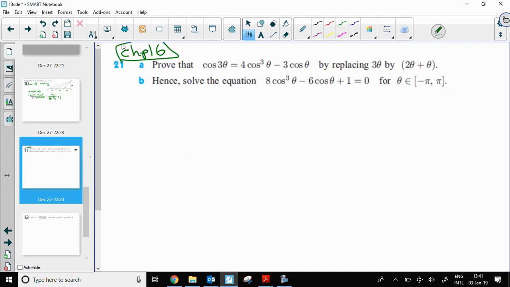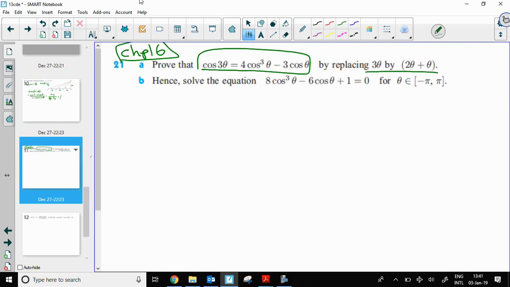When we eventually hit chapter 16, we're going to have a completely different method for coming up with this expression that actually uses complex numbers, and it's really cool. So perhaps you'll remember this experience when we get up to chapter 16, and you'll be able to decide for yourself which method you prefer, but unfortunately it's going to be a while before we get there. So anyway, obviously 3 theta is equal to 2 theta plus 1 theta, right?